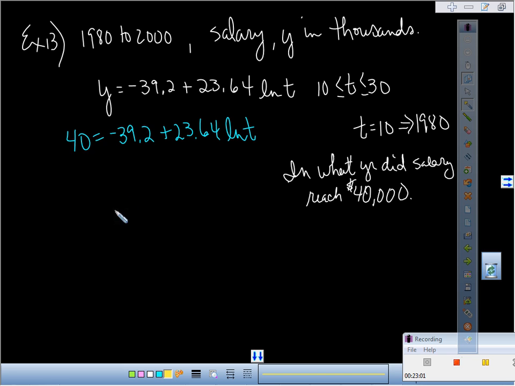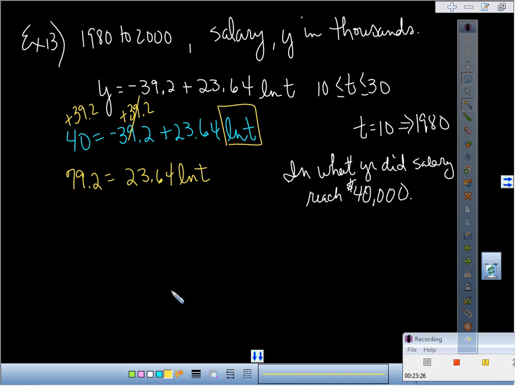All right, so what's the first thing I should do? Look, yeah, this is what you're trying to get by itself. So I'm going to add 39.2. What, the 40? Yeah. Is equal to 23.64 ln of t. Now what am I going to do? Divide. They multiplied by 23.64, so I'm going to divide.